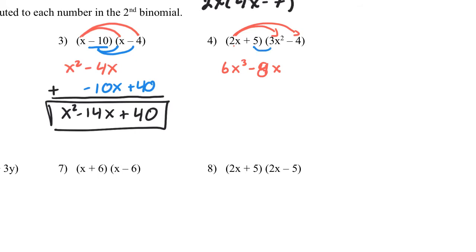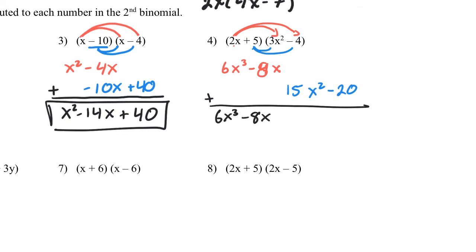5 times 3x squared. Well, that's a positive 15x squared. Well, we don't have any x squared, so I can't write it under either of these terms. It has to kind of start its own little space here, 15x squared. And then finally, 5 times negative 4 is minus 20. So this one was a little bit unique because we don't have any like terms to combine. So when I add straight down, we're going to get 6x cubed minus 8x plus 15x squared minus 20.